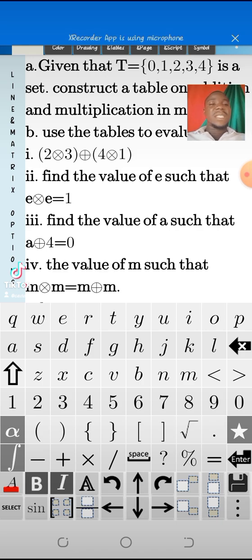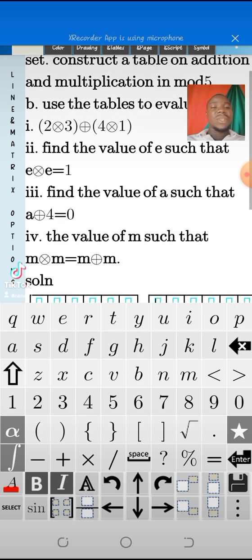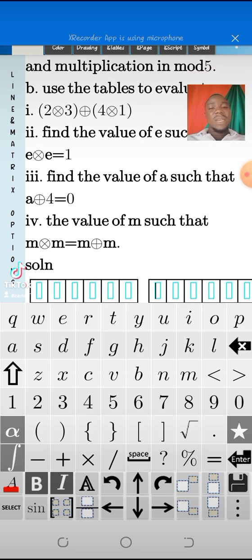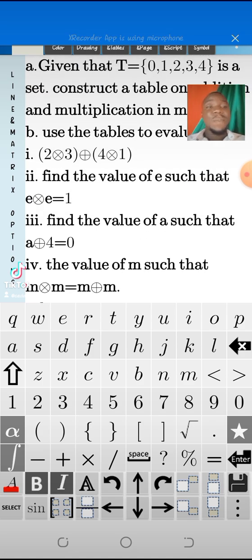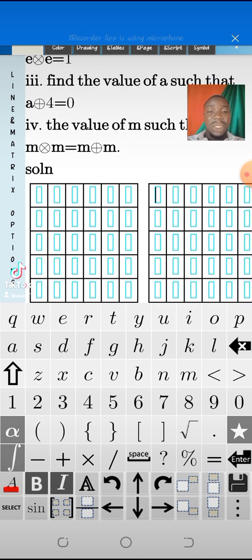Given that T equals 0, 1, 2, 3, 4 is a set, construct a table on addition and multiplication in mod 5. And then we should use the table to answer the following questions. So let's address the first part. We are going to have two different tables, one for addition and one for multiplication. Okay, solution now.